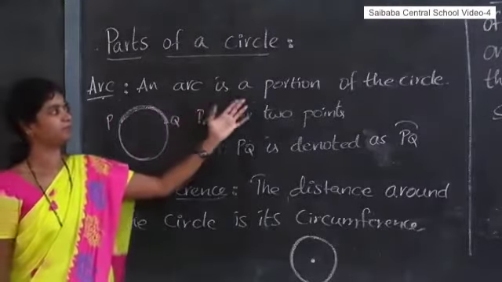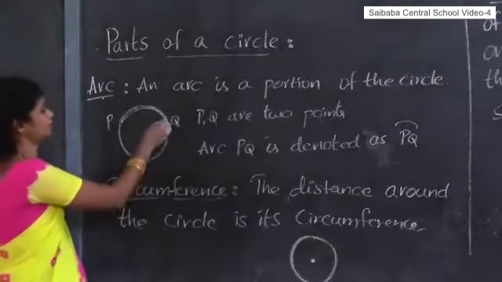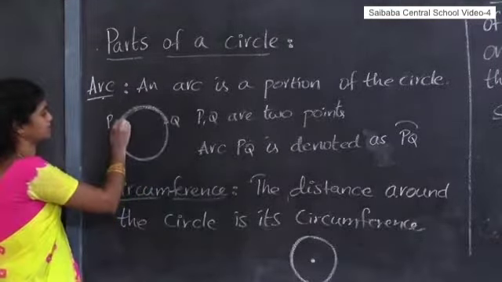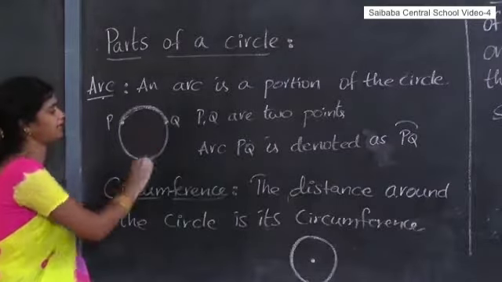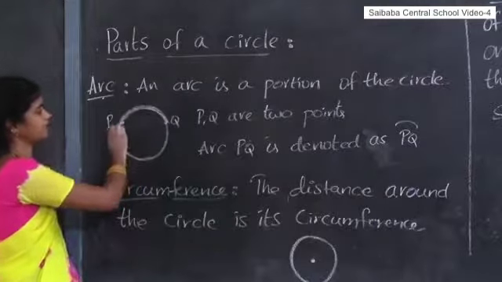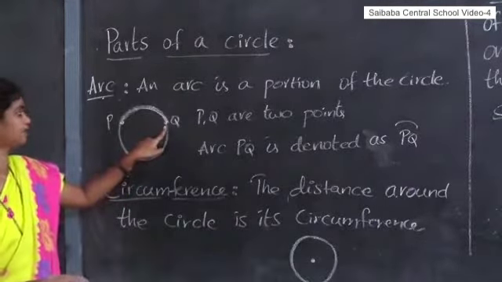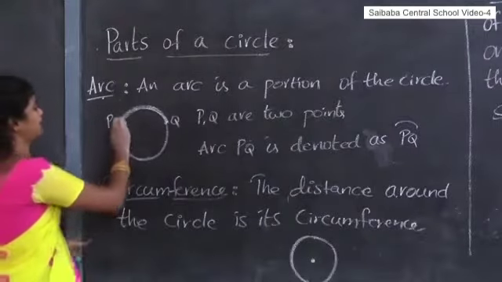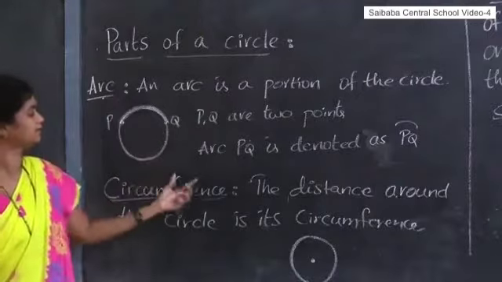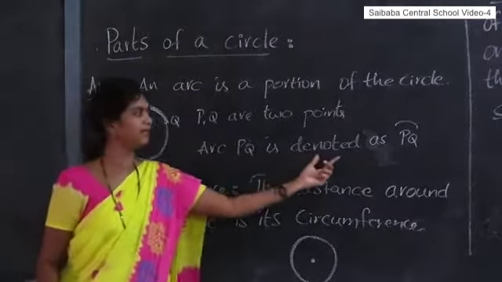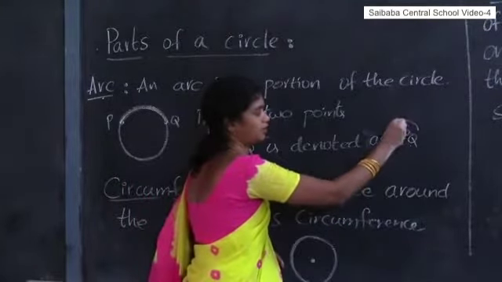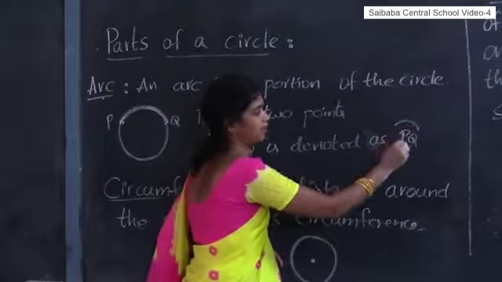Arc. An arc is a portion of the circle. So if you take some part of a circle, here are the points P and Q. If I take just this part of the circle, it is called the arc. The part between P and Q is called the arc. The arc PQ is denoted as PQ, and you have to indicate it with a curve upon the PQ.